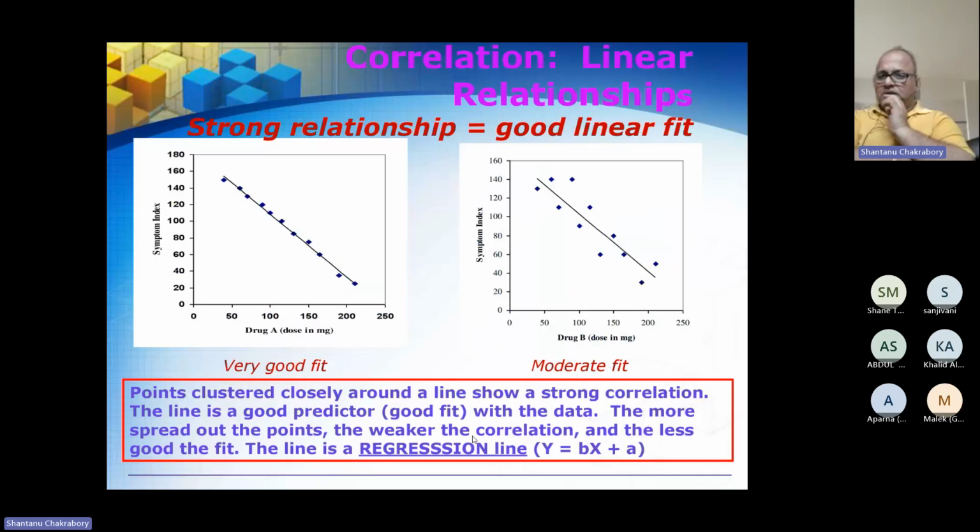So, a strong relationship means a strong correlation coefficient R. For example, if you take drug A and drug B, and look into the symptoms or the index linked with drug A or drug B, the points that are clustered closely around the line show a very strong correlation. So the line is a good predictor, and it shows a good fit with the data. The more spread out the points, the weaker the correlation. The more closely packed the points, the stronger the correlation.